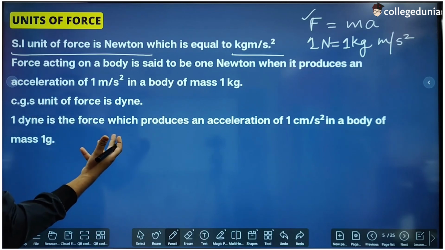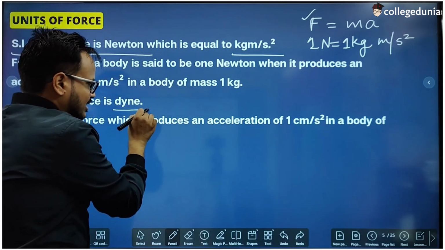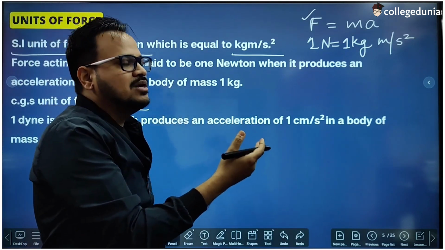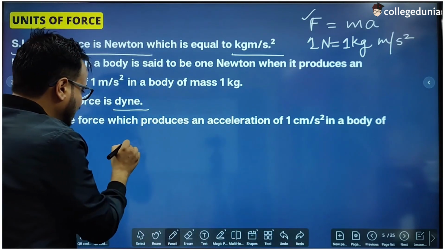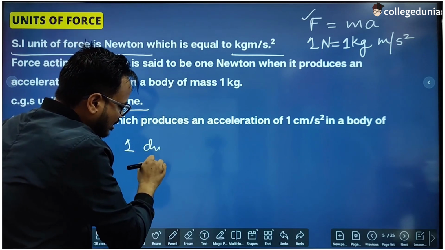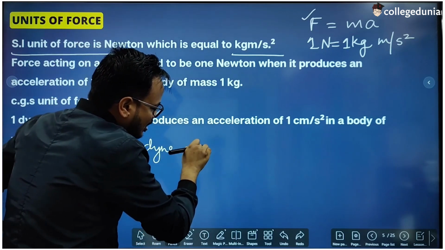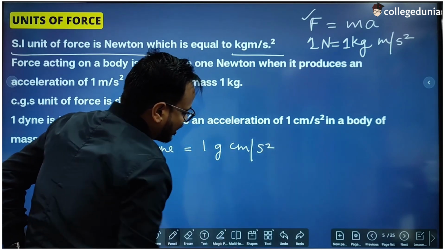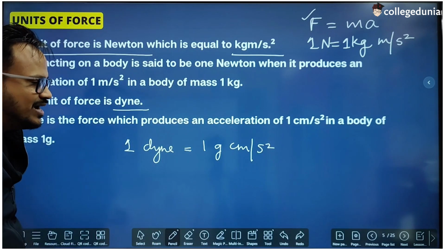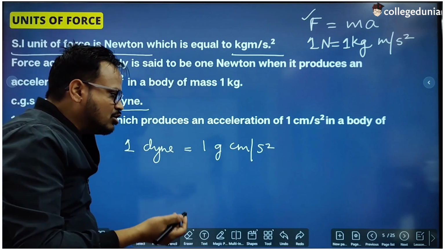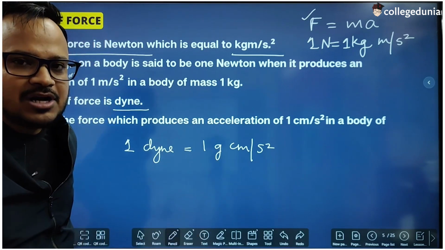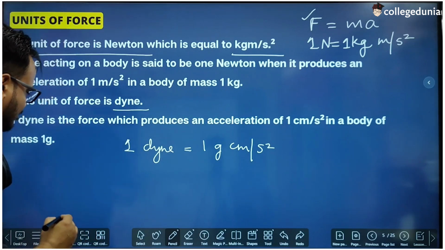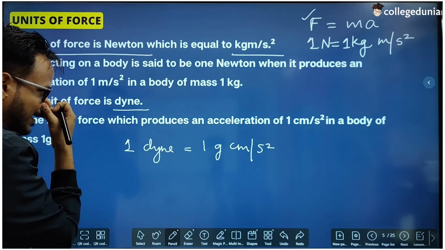And the CGS unit of force is called dyne. CGS means when the mass is taken in grams, length in centimeter, time in second. So 1 dyne, m into a, is 1 gram centimeter per second square. So force is defined as 1 dyne when it produces an acceleration of 1 centimeter per second square in a body of mass 1 gram. Okay.